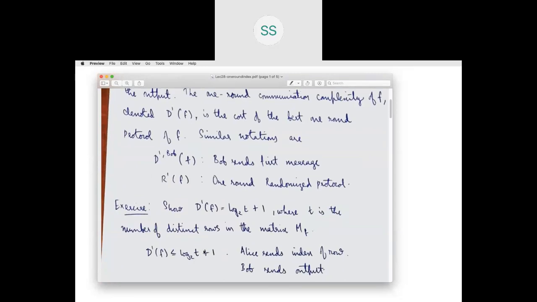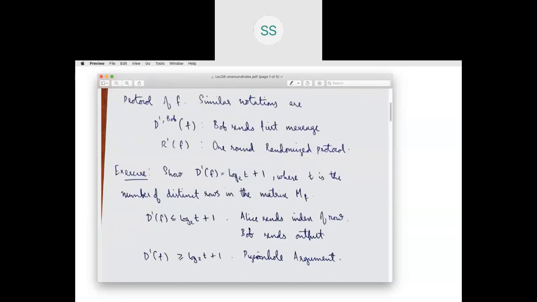Consider the function f and the matrix corresponding to the function, let's call it M_f. Suppose there are t distinct rows for this matrix. There may be many rows, but there are only t distinct rows. Some of the rows could be equal to each other. In such a case, the deterministic one round complexity of the function is equal to log t plus 1, log to the base 2.